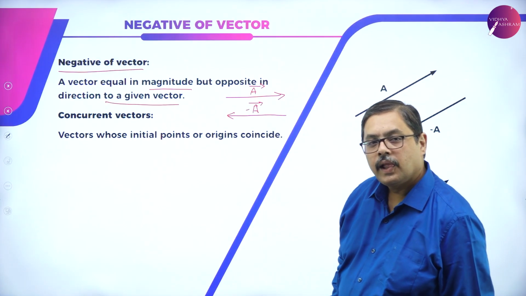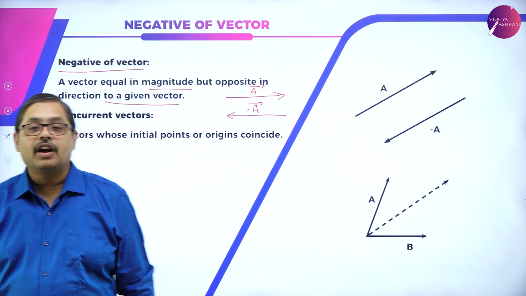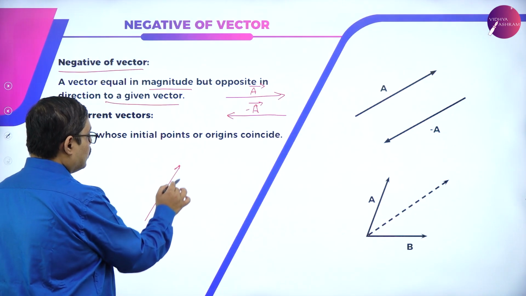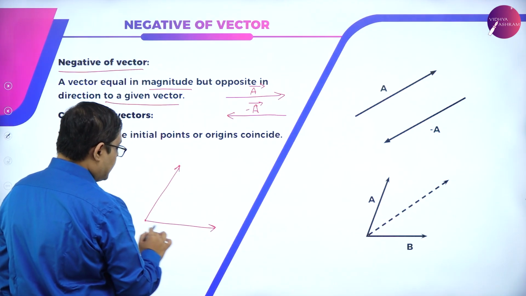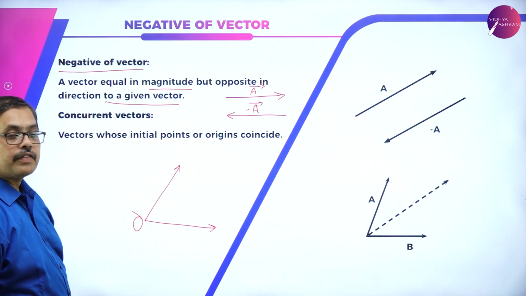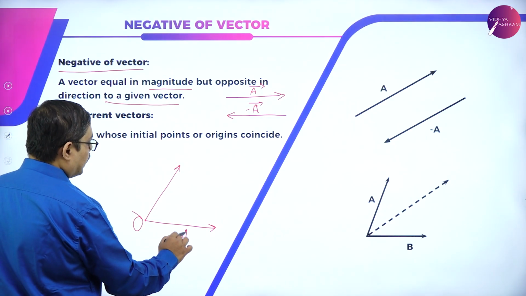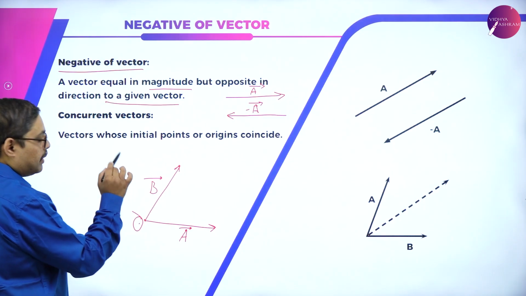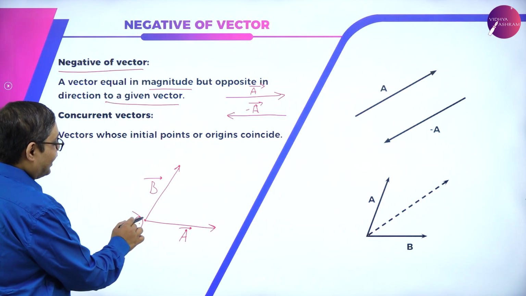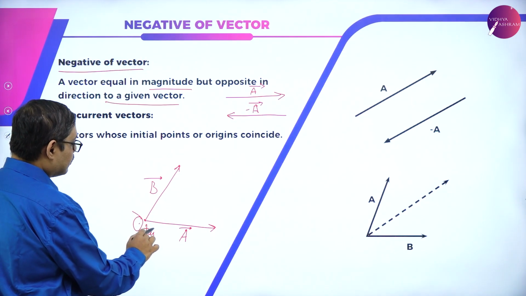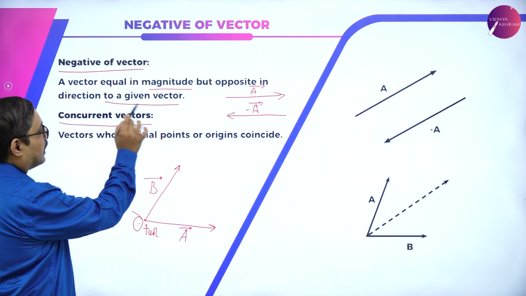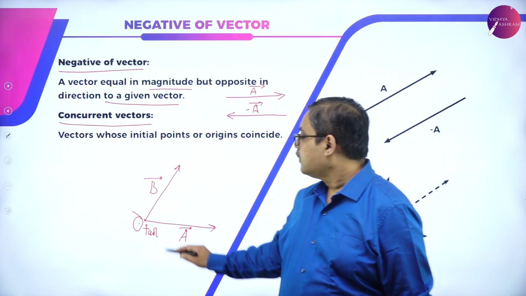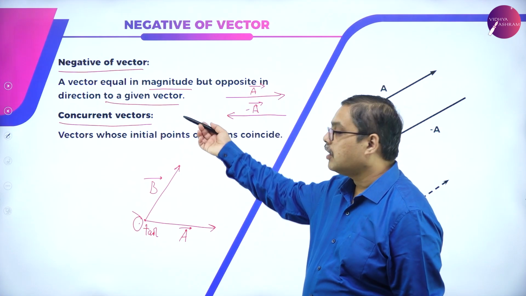Is that understandable? Now we come to something called concurrent vectors. What are concurrent vectors? Two vectors which originate from the same point. Suppose this is acting from the same point O. This is vector A, this is vector B. They start from the same initial point, or they are connected by their tails. Then they are called concurrent vectors.